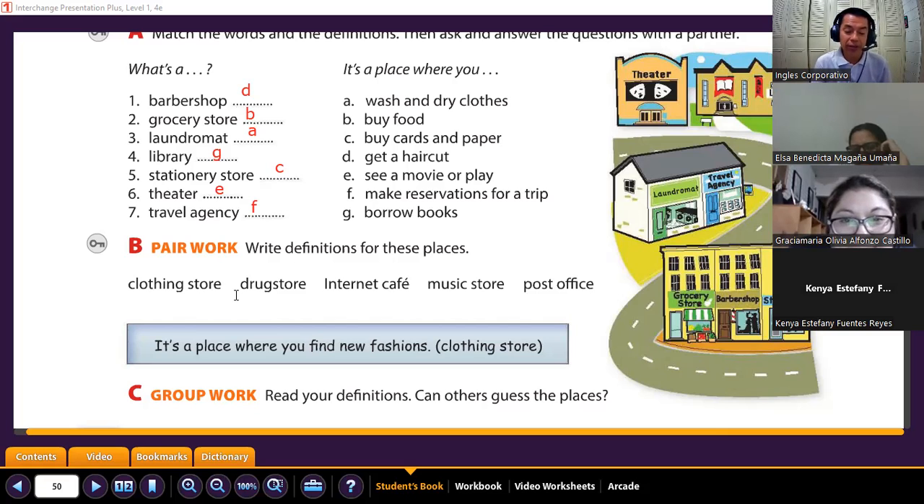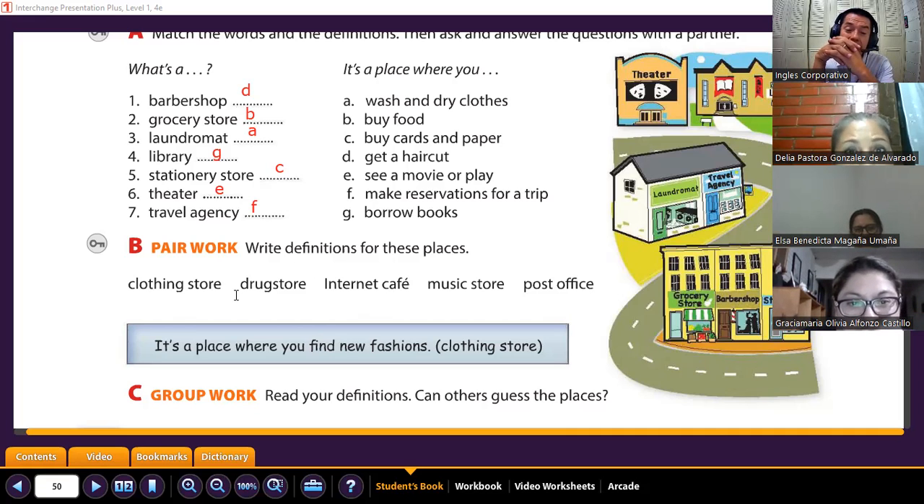Anybody. Elsa, what's a barbershop? It's a place where you get a haircut. Continue, gracias, María. Continue. Seven students, excuse me. Delia, what's a grocery store? It's a place where you buy food. Okay, Elsa and Delia, right? Two students. Now, continue. We need seven students.